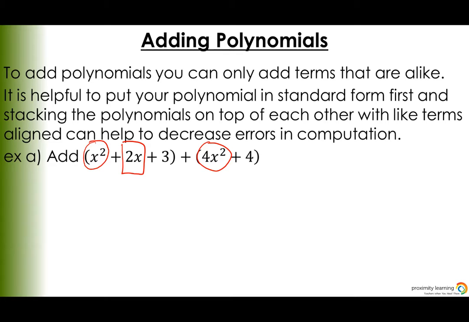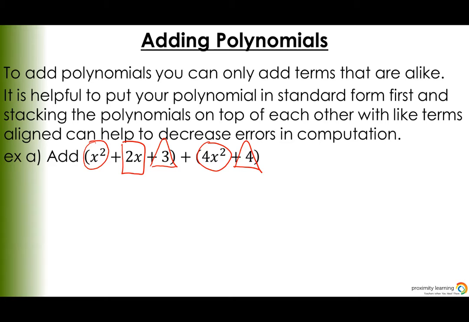Then I'm going to put a triangle around the last term I see. So I have 3 and 4. Every shape we have, we are going to add those together, and we'll write out the final answer. So first things first, we're going to add the circles.